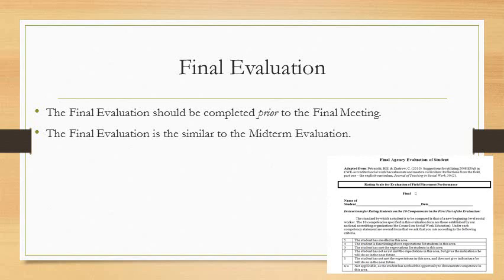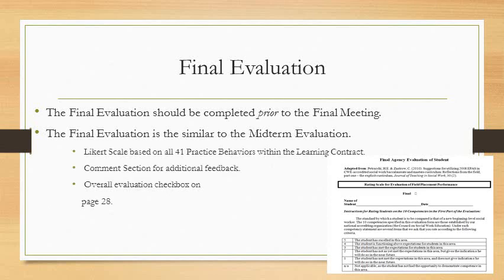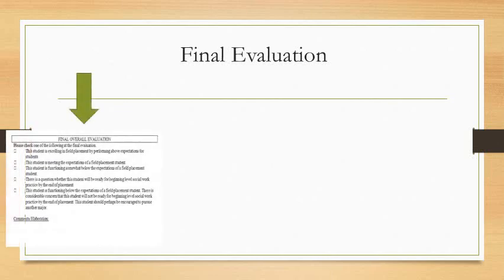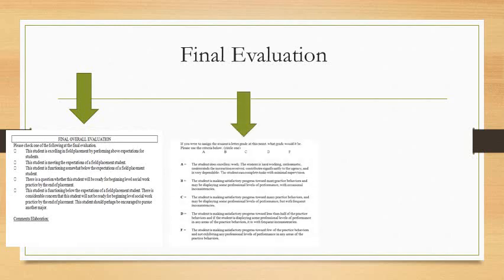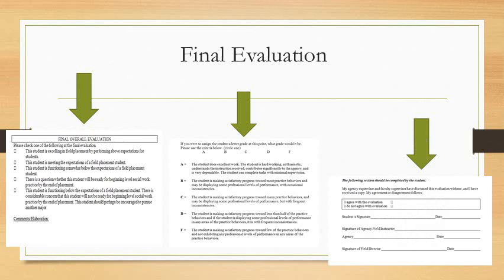The final evaluation is similar to the midterm evaluation. It is the Likert scale based on all 41 practice behaviors that can be found within the learning agreement. There are comment sections after each competency, an overall evaluation checkbox on page 28 as well. This is an image of the final overall evaluation to be completed. The field instructor also assigns a grade for the final evaluation. And the field instructor signs the bottom of the final evaluation.